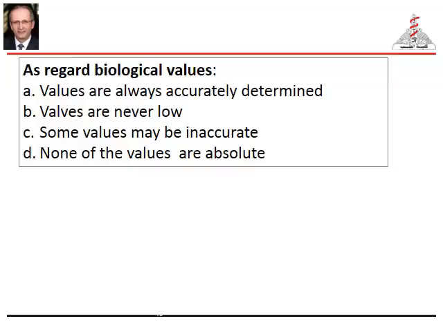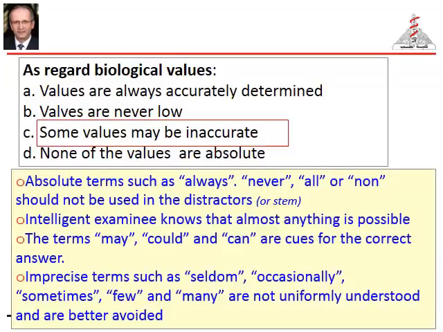Question number 7. As regards biological values, values are always accurately determined. Values are never low. Some values may be inaccurate. None of the values are absolute. This is a little bit advanced. The correct answer is C. And the lesson learned: never use absolute terms. Try not to use them.